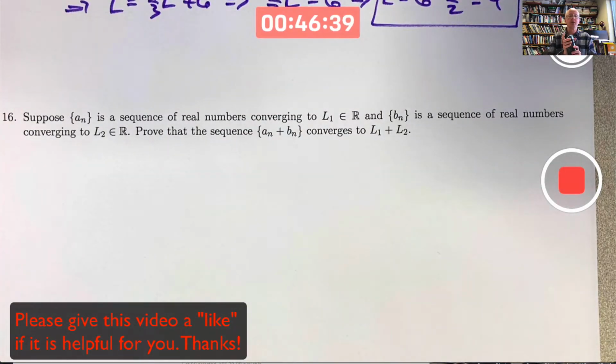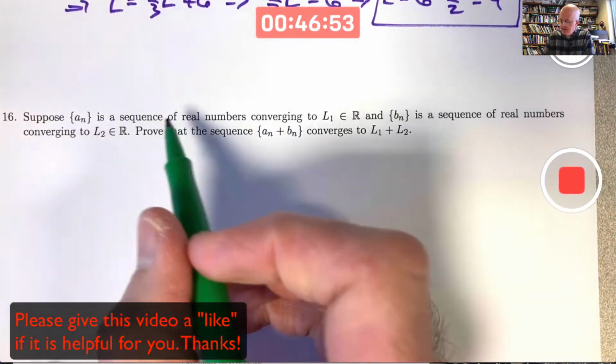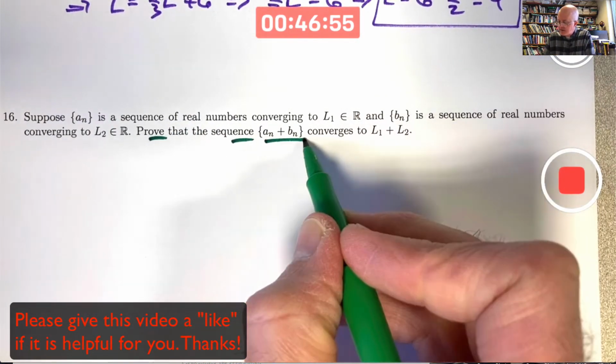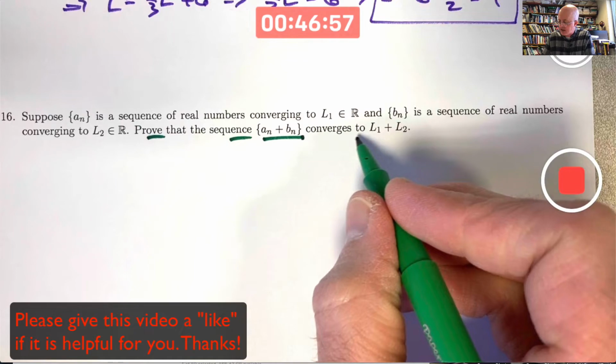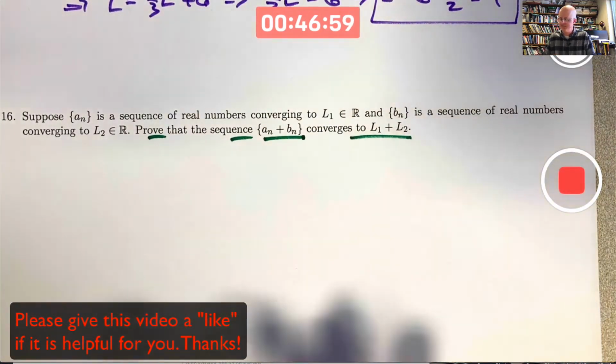Drink of water here. Suppose An is a sequence of real numbers converging to L1 and Bn is a sequence of real numbers converging to L2. Prove that the sequence whose terms are the sums of the terms of these sequences converges to L1 plus L2, just what you would guess.